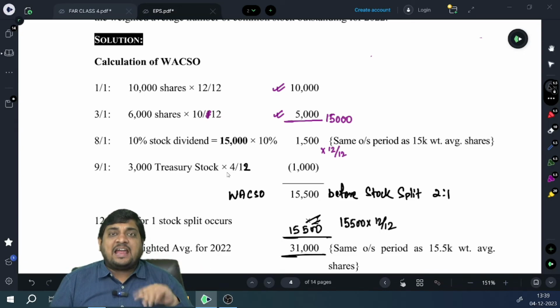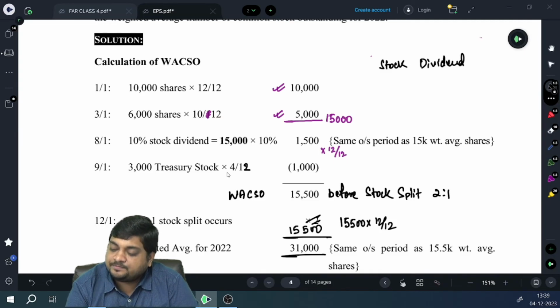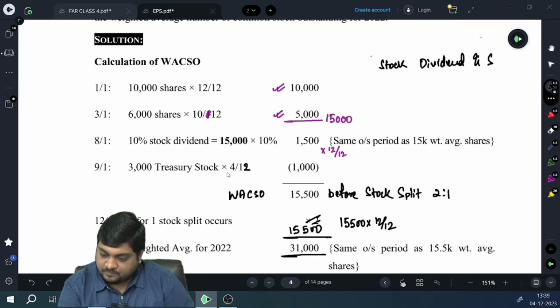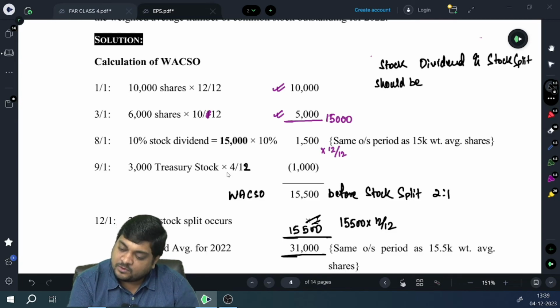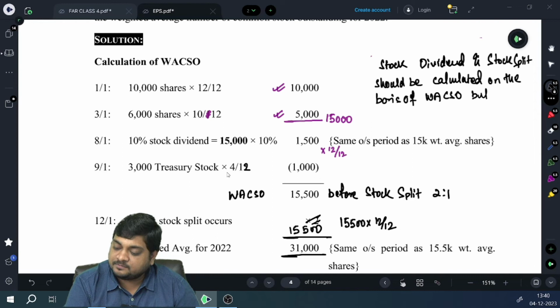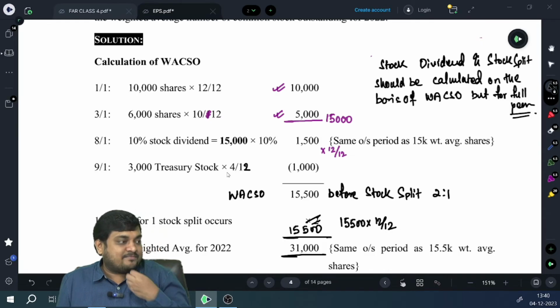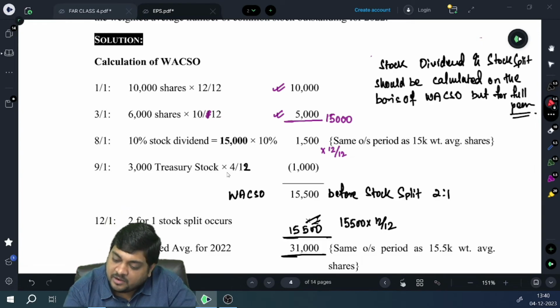Since additional shares are time weighted, the bonus should also be time weighted. So we can write that stock dividend and stock split should be calculated on the basis of the weighted average common stock outstanding, but for the full year. This is very important.